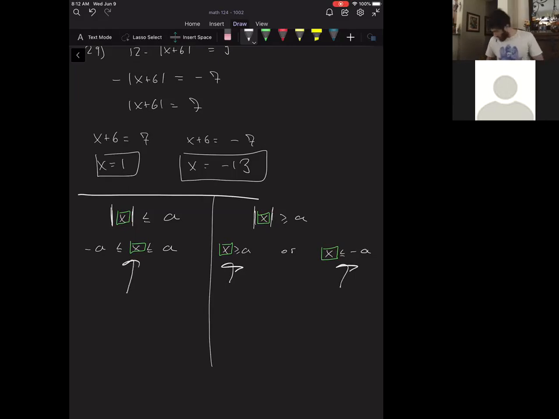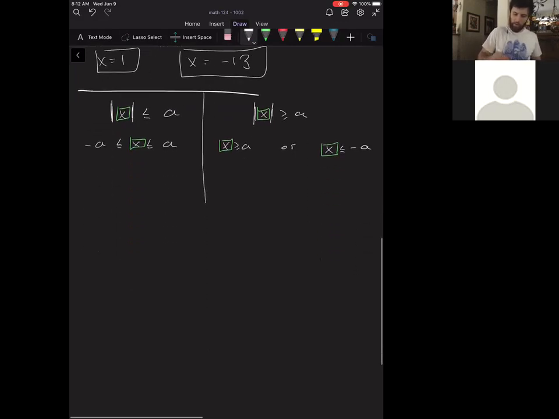If we were on a number line, let's make this a little bit smaller. Notice on a number line why these two things don't mean the same thing. So here's minus a and here's a. This one over here is saying x is in between minus a and a, so those are these numbers. But the one on the right-hand side is saying x is bigger than a, so that's over here. And then it's saying x is less than or equal to minus a, so that's over here.